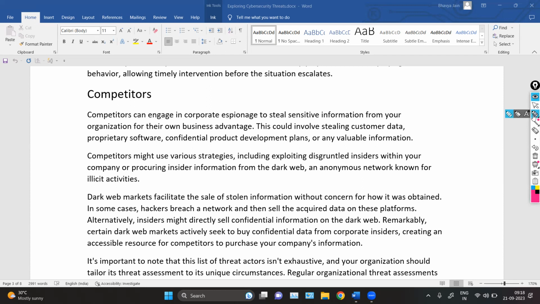The competitors are like, for example, let's say there's Microsoft and there's Apple. Or let's say another example: there's the Coke company and the Pepsi company, soft drinks. Both are competitors, right? So the Coke company can hire hackers to hack the Pepsi company, like hack their formulas, the recipe of Pepsi, etc. So these are the competitors.